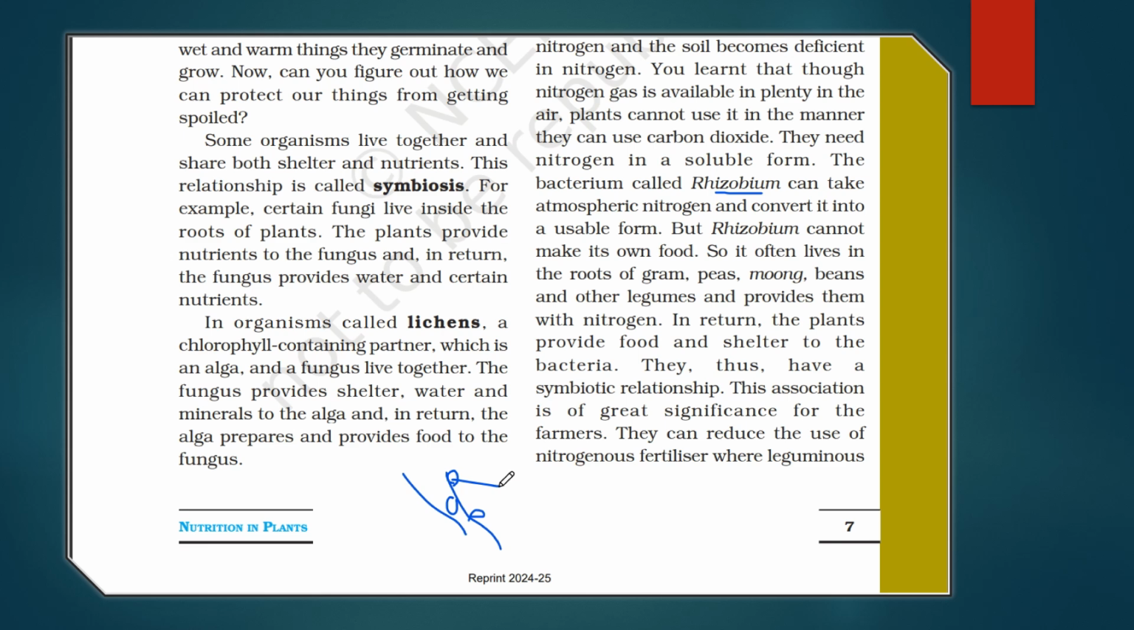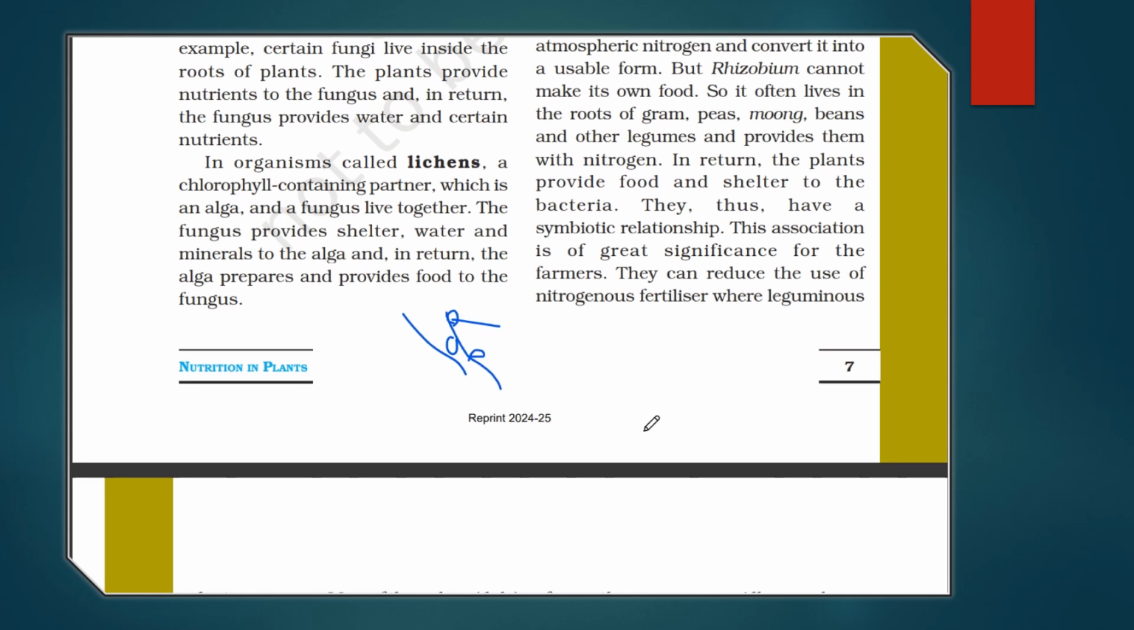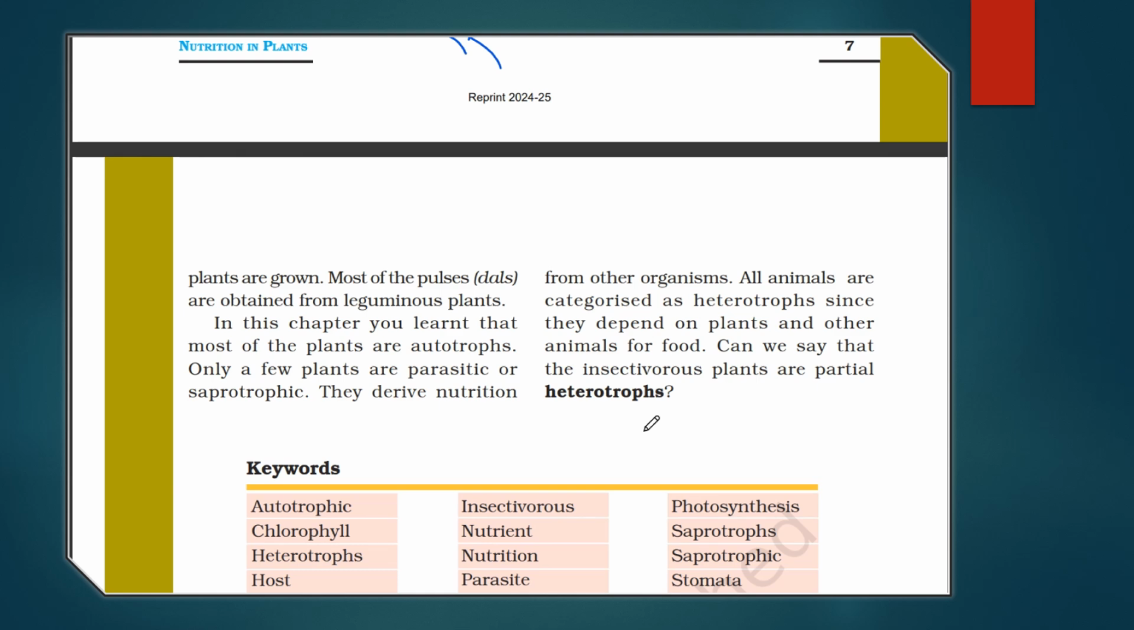In return, the plants provide food and shelter to the bacteria. They thus have a symbiotic relationship, a give and take type of relationship. So this association is very important. It has great significance for the farmer. They can reduce the use of nitrogenous fertilizers where leguminous plants are grown. Most of the pulses like dals are obtained from leguminous plants.